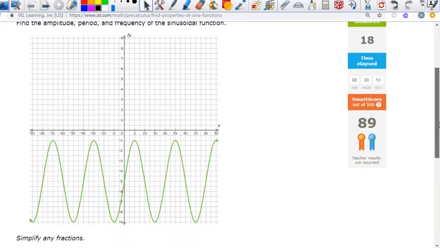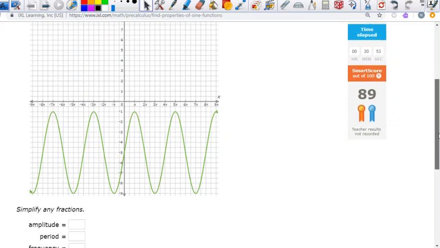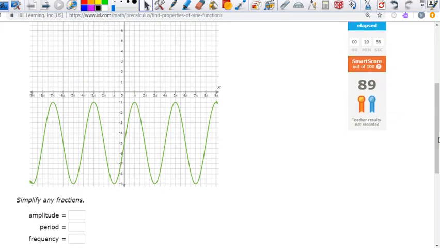Find the amplitude, period, and frequency of the sinusoidal function. So here our amplitude is going to be the distance between -1 and -9. The amplitude would be, find the middle line, so you have -1 plus -9 divided by 2, which is equal to -10 divided by 2, which is equal to -5. And then that's the midline. So that's equal to midline.